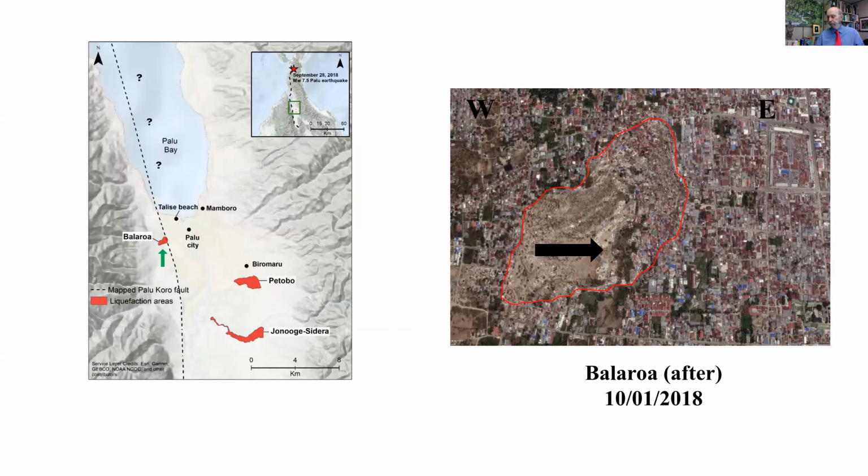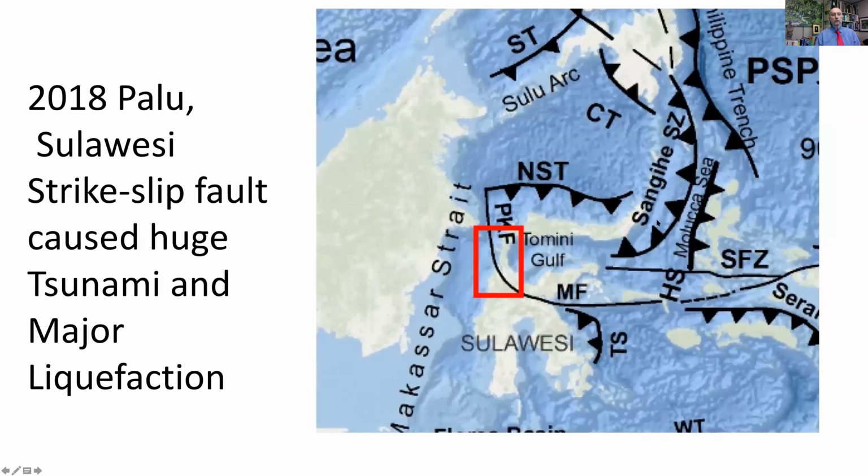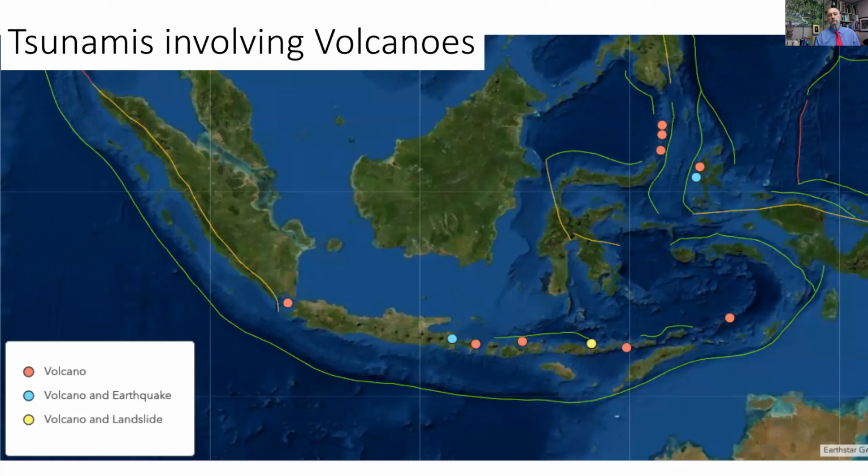So here's the location of the Balarora site. And here's the flow. You can see that bare ground is all that you can see now, whereas before there were houses. The houses are buried beneath this, and deformation occurred down further to the east. So the 2018 Palu-Sulawesi left lateral strike slip fault caused a huge tsunami and major liquefaction.